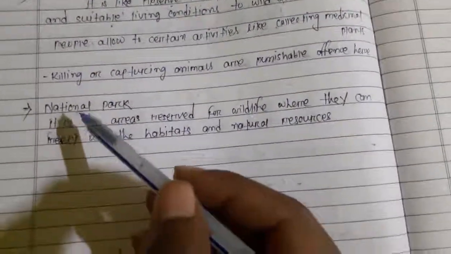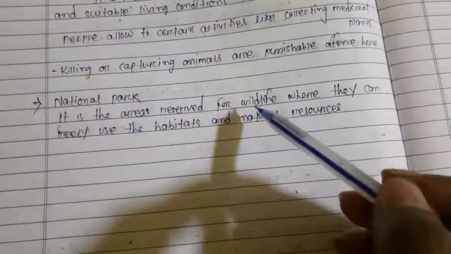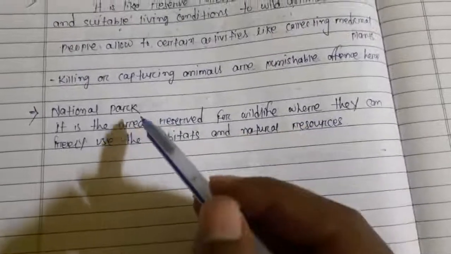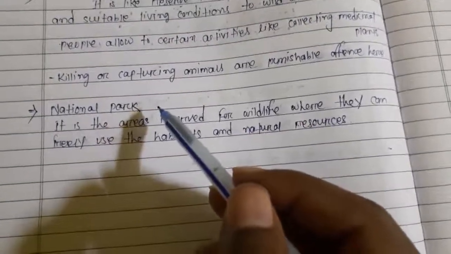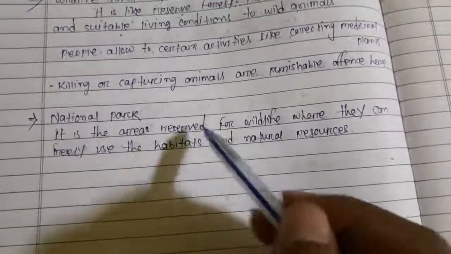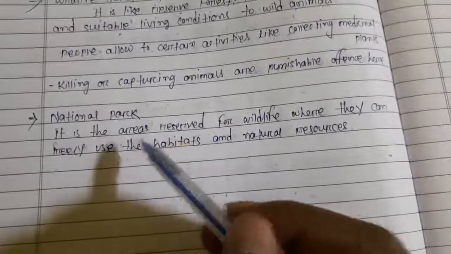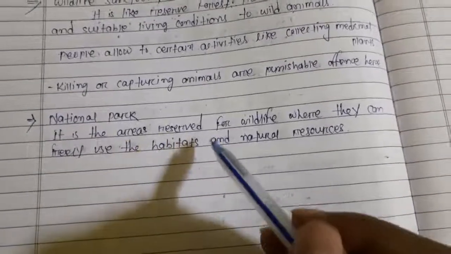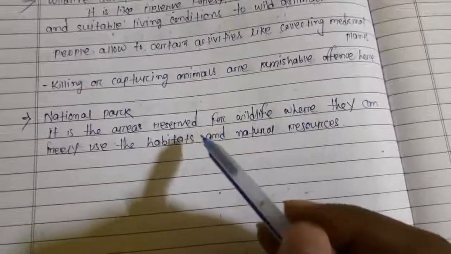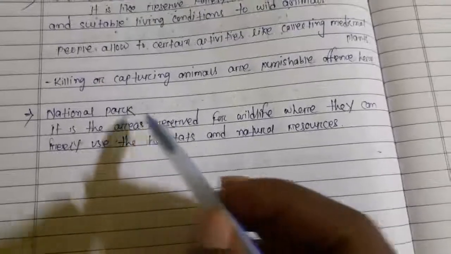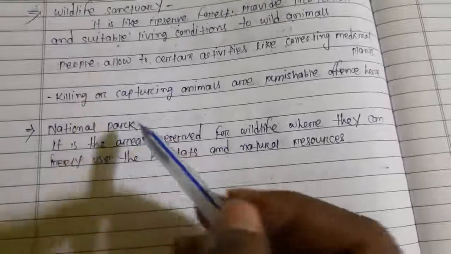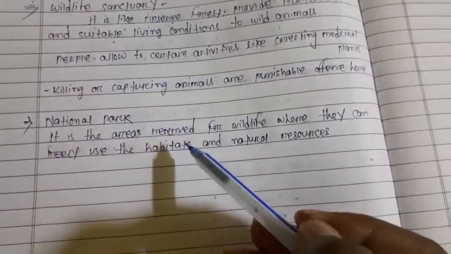Now, what is a national park? A national park is an area reserved for wildlife where they can freely use the habitats and natural resources. It means no single activity from the people is allowed here. The animals live freely here in their habitat. Habitat means the place where animals live. So they can live freely in their habitat, and that is known as the national park. Not a single activity from human beings is allowed here. Only the government takes certain surveys.